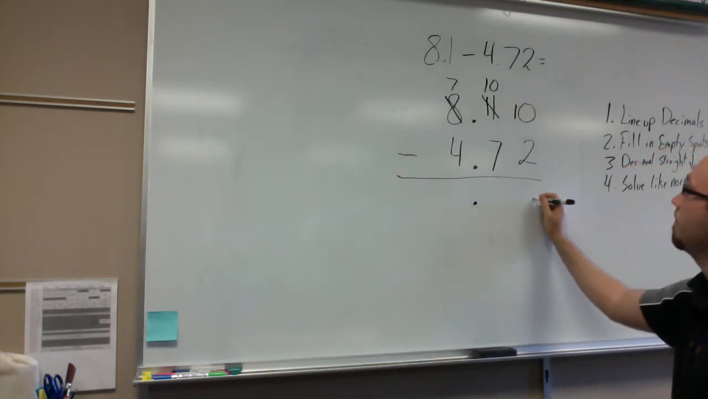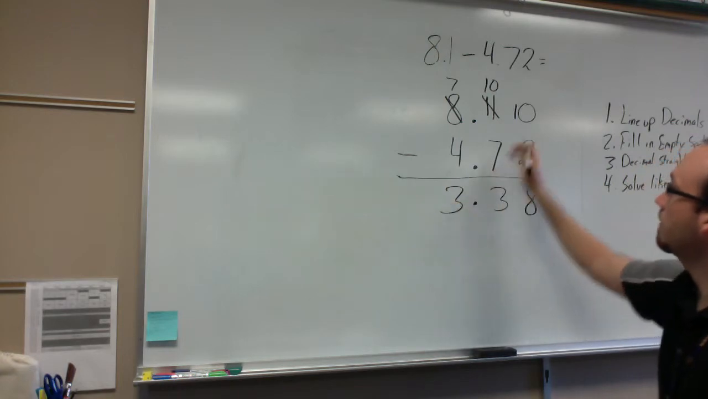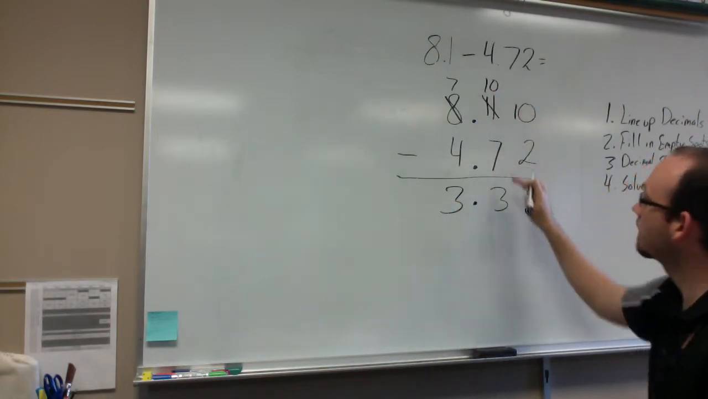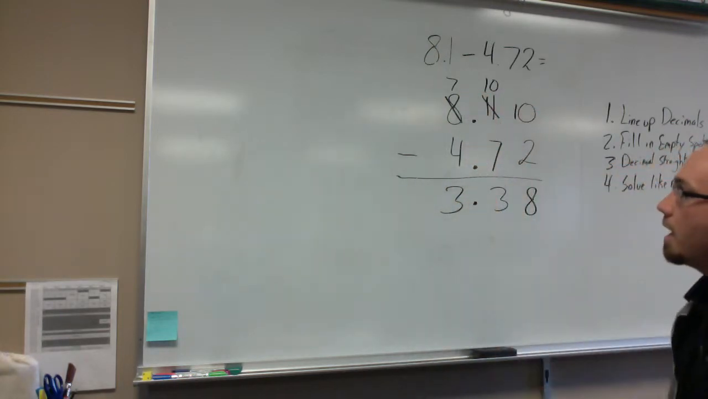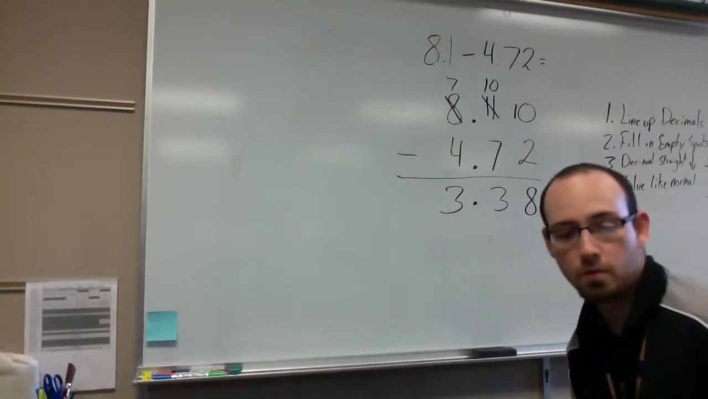We make that a 10. We have an 8, 3, 3. So 10 minus 2 is 8. 10 minus 7 is 3. 7 minus 4 is 3. 3 and 38 hundredths is what we end up with.